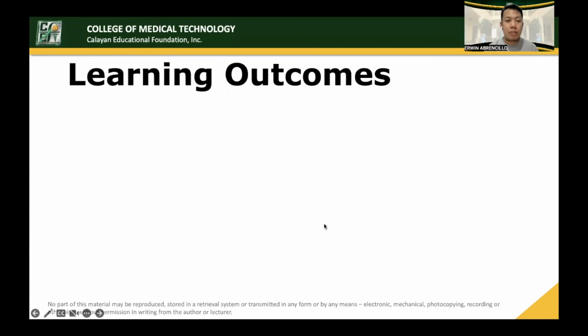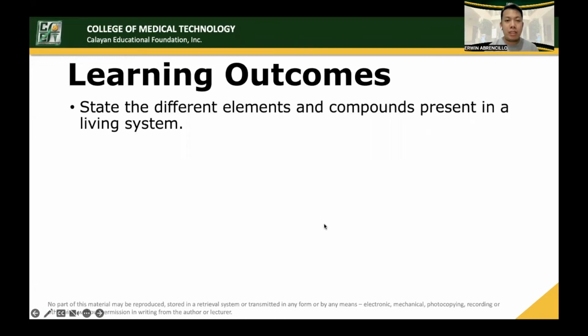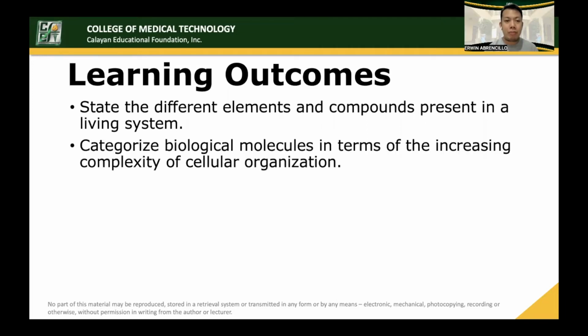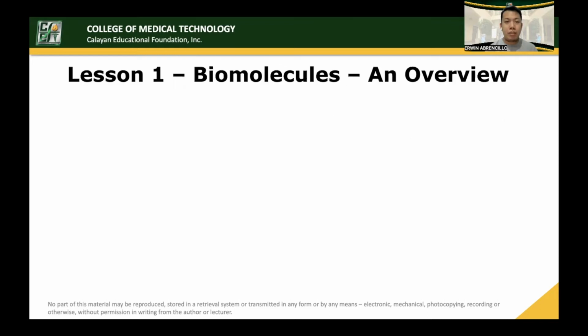For our learning outcomes, first, state the different elements and compounds present in a living system. Second, categorize biological molecules in terms of the increasing complexity of cellular organization. So let us begin with Lesson 1, Biomolecules and Overview.